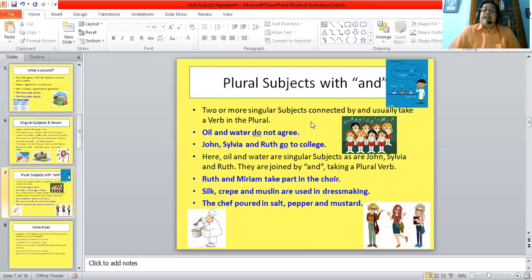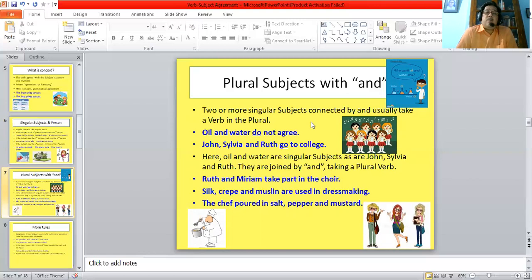But remember, oil and water are two singular subjects. So they are connected by and, so they take a verb in the plural. John, Sylvia, and Ruth go to college. We will not say John, Sylvia, and Ruth goes to college. So they are a plural subject, so they will take a plural verb.